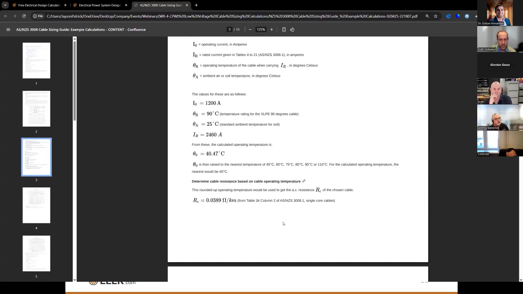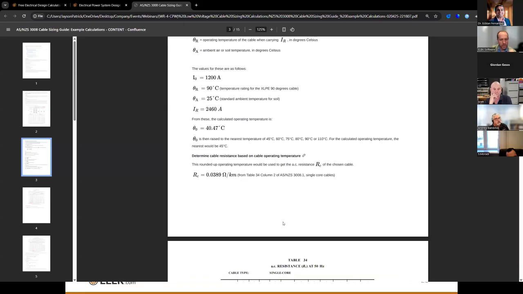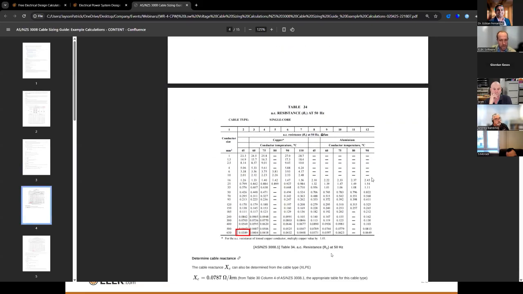Now we use that temperature to get our resistance value, because resistance is temperature dependent. This is the resistance table from AS/NZS 3008. It provides resistance at different temperatures. We are going to use the lowest temperature of 45 degrees for 630 square mil. This is our resistance value. We will use the resistance value for the voltage drop calculation. If you look along this row from left to right, 0.0389 and 0.0404, the values increase. As temperature goes up, resistance goes up, as I mentioned.